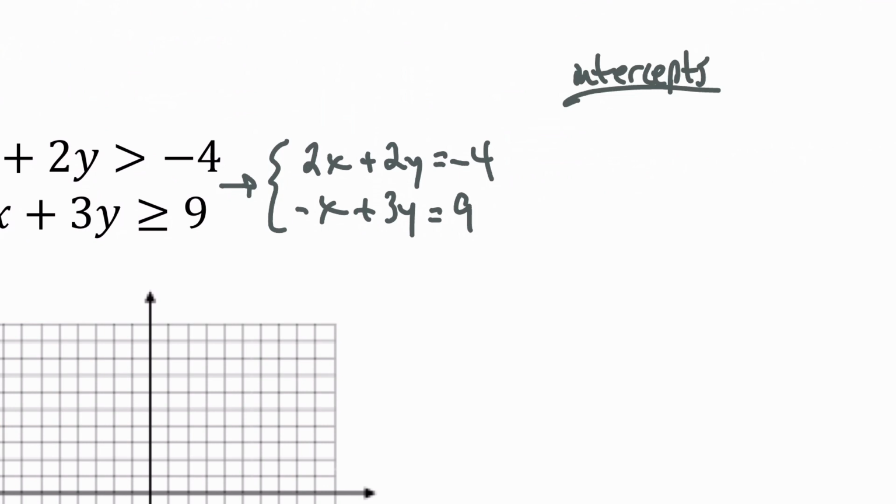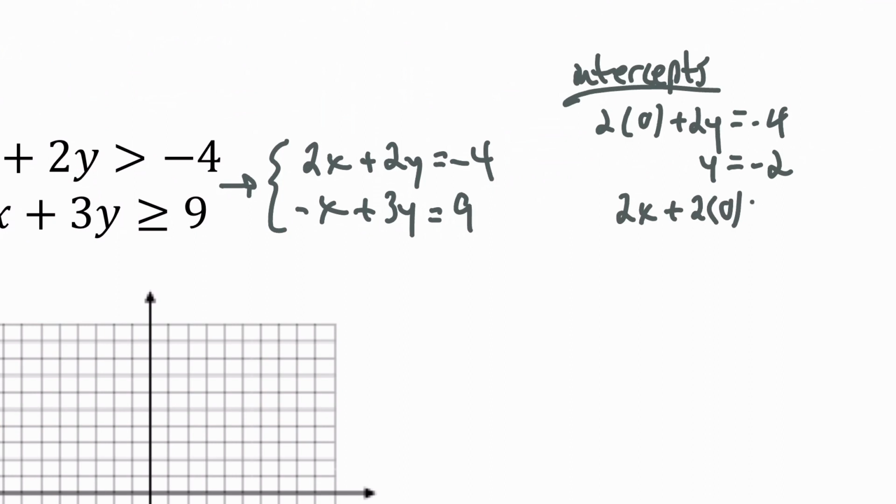Okay, so plug in 0 for x in that first one. So 0 plus 2y equals -4. And then divide by 2, y equals -2. So that's one of the intercepts. And if we put in 0 for y instead, then we'll get x equals -2. So sorry, that's not an ordered pair. So the x-intercept is -2, 0, and the y-intercept is 0, -2.